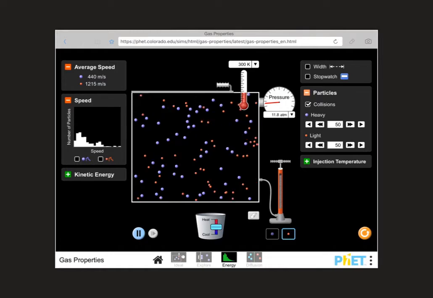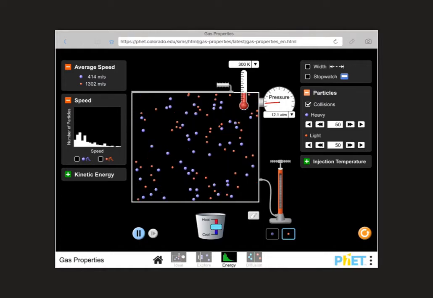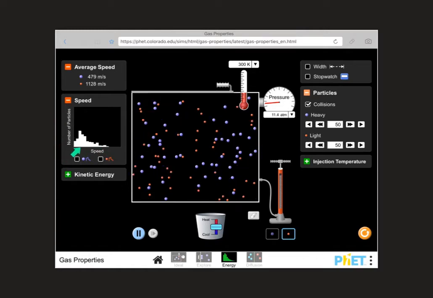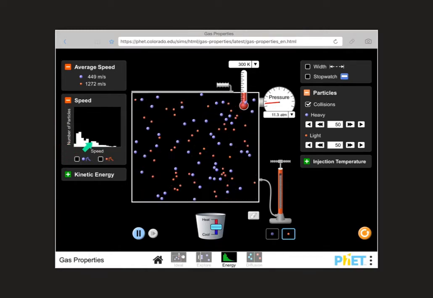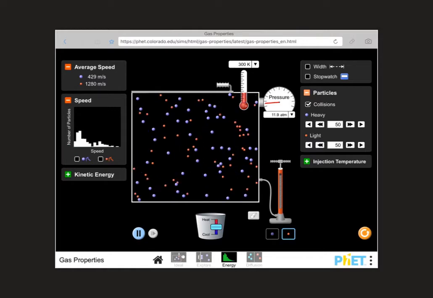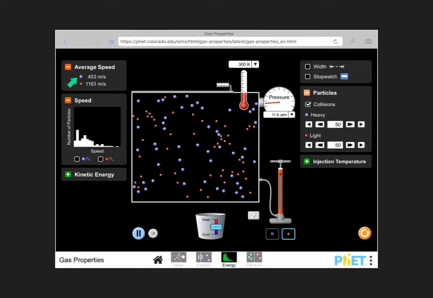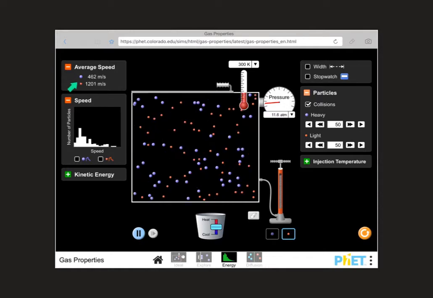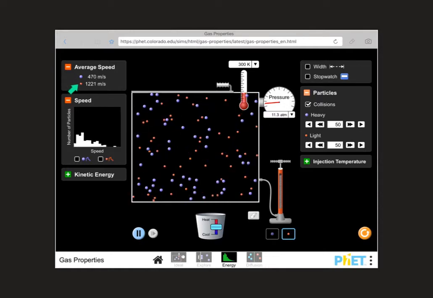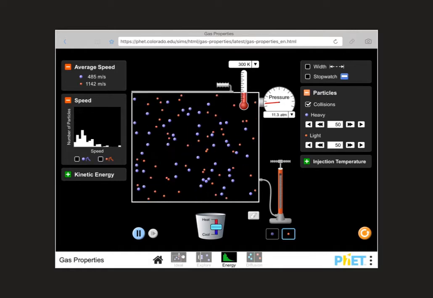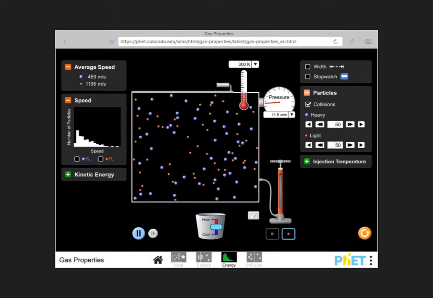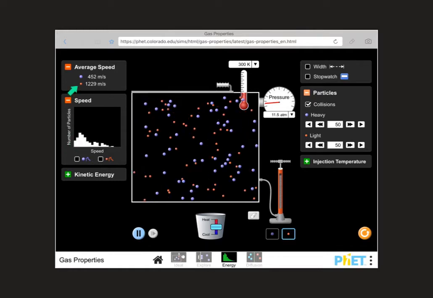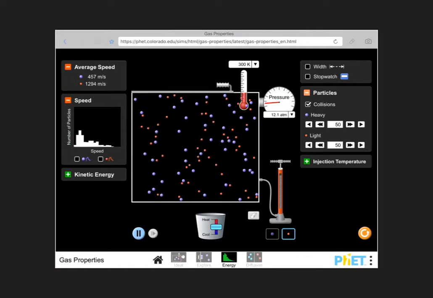What I want to call your attention to here is the speed distribution. This is number of particles versus speed. If you recall from the last video, that's the Maxwell-Boltzmann distribution of speeds. If you look at the average speeds, you can see that the heavy particles are moving about 3 times slower than the light particles. That's because at a given temperature, here a fixed 300 Kelvin, light particles are going to move faster than heavier gas molecules.